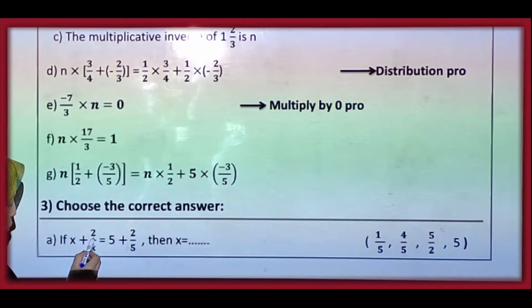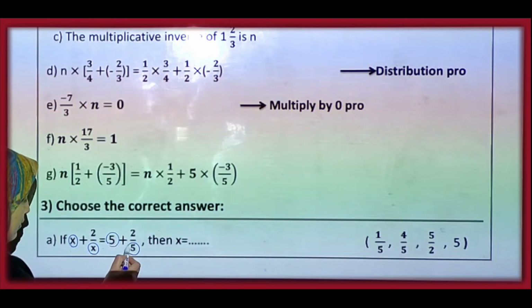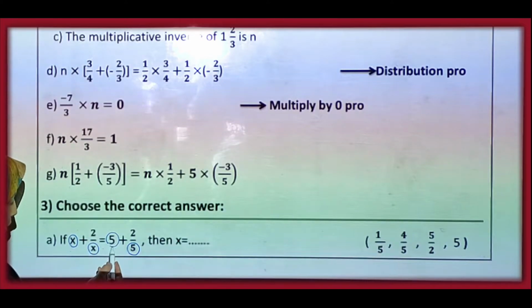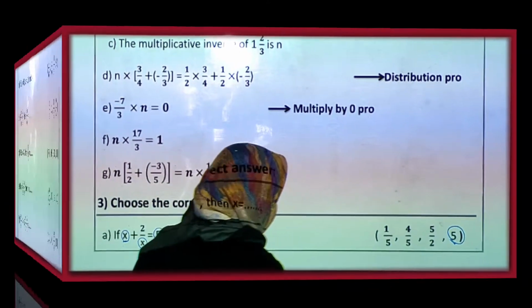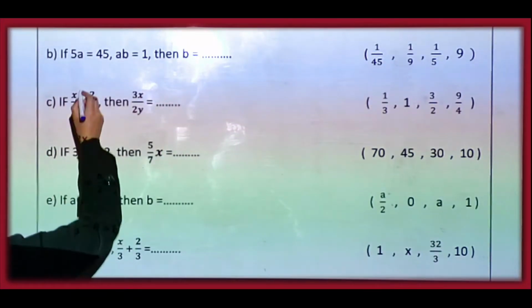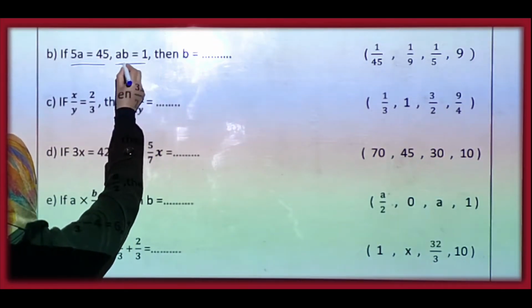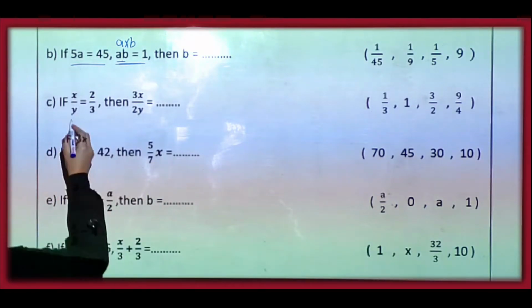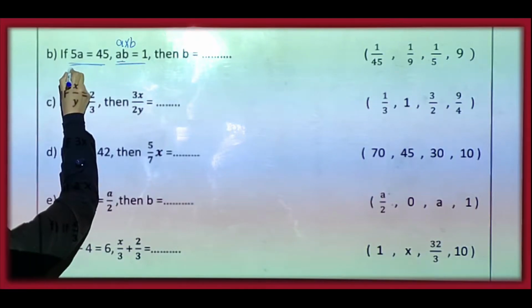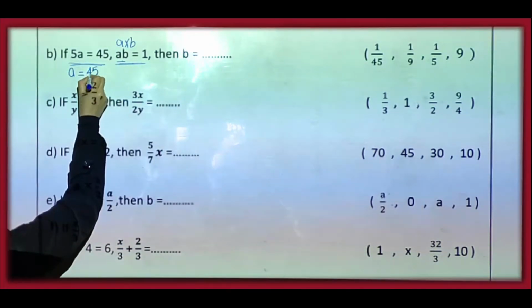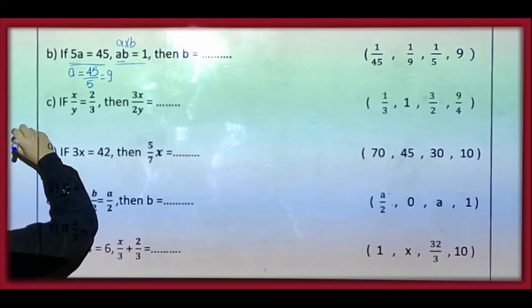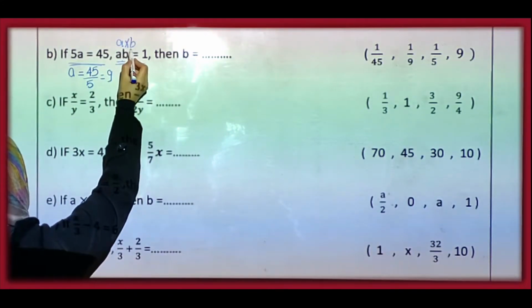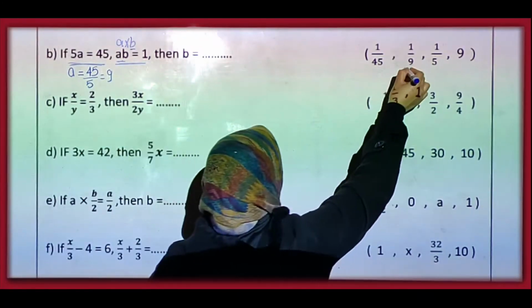If x plus 2 over x equals 5 plus 2 over 5, then x equals 5. Letter B, if 5a equals 45 and ab equals 1, where ab means a multiply b, then b equals what? From 5a equals 45, a equals 45 divided by 5 equals 9. a equals 9 multiply b equals 1, then b equals 1 over 9.